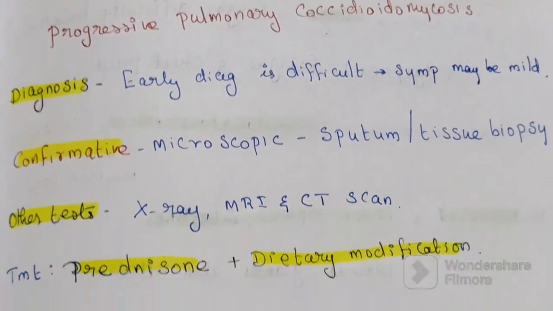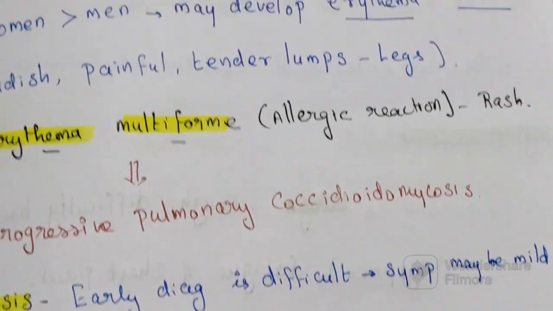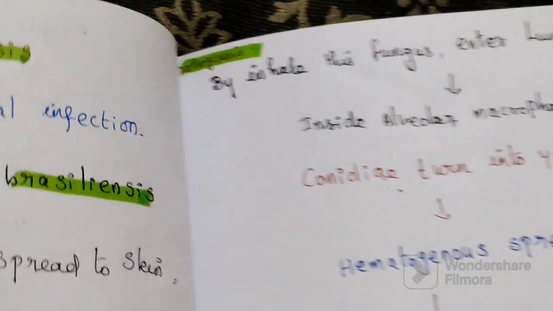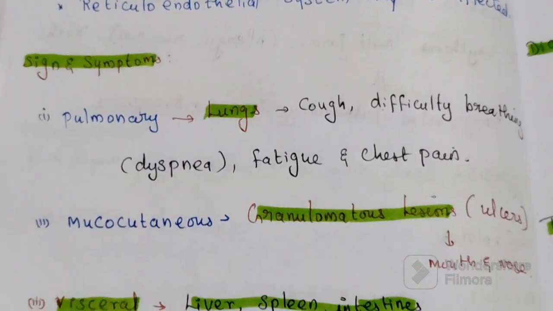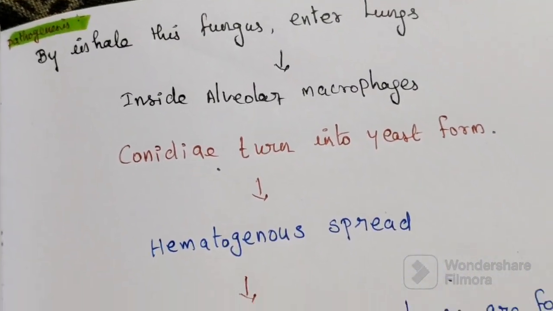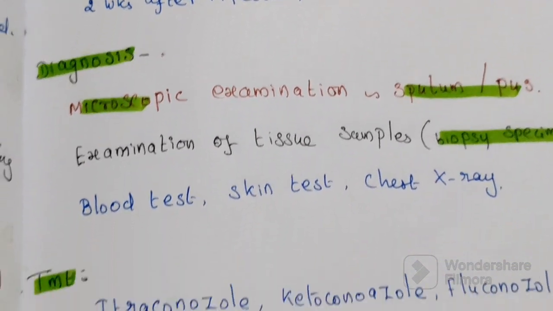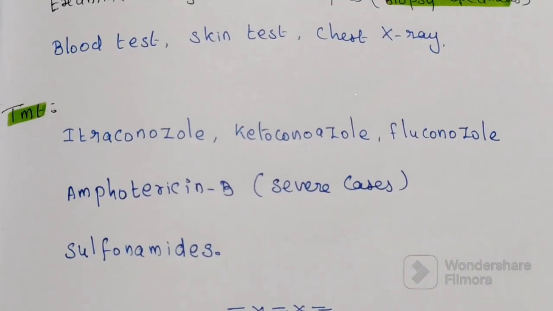The fourth one is Paracoccidioidomycosis. In this, what are the signs and symptoms, and after that the pathogenesis, diagnosis and treatment? Thanks for watching.